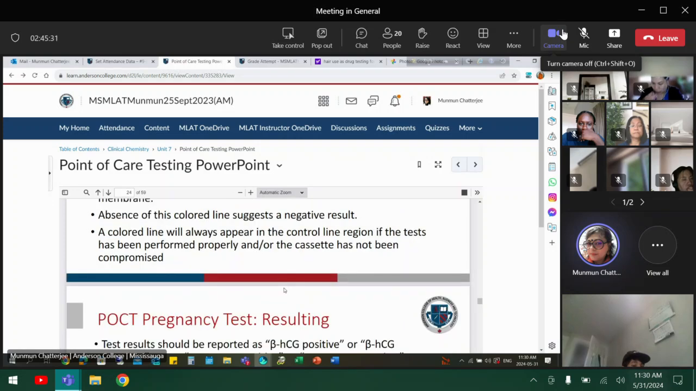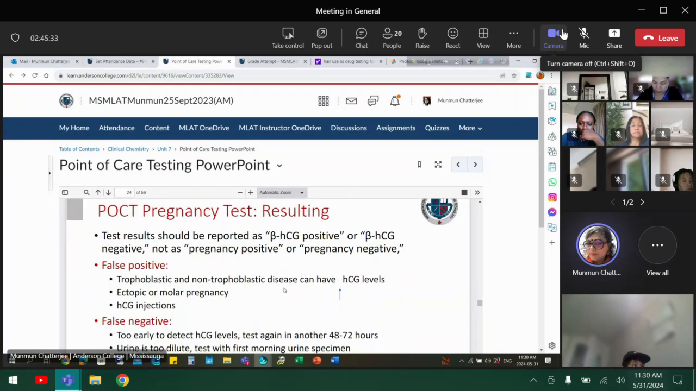We already discussed this one. Control window, test window. False positive, we have already discussed. Some ectopic pregnancy, if you are getting the HCG injection for any reason, any trophoblastic disease or any kind of cancer, ovarian cancer or uterine cancer, mainly uterine cancer, can give you a false positive result. Sometimes a cyst in the uterus also gives false positive results.